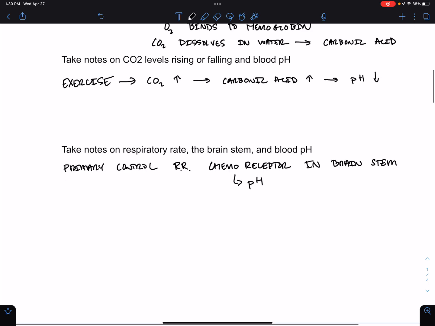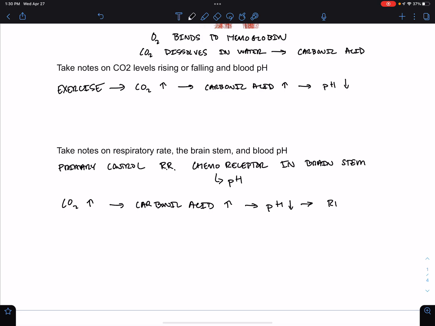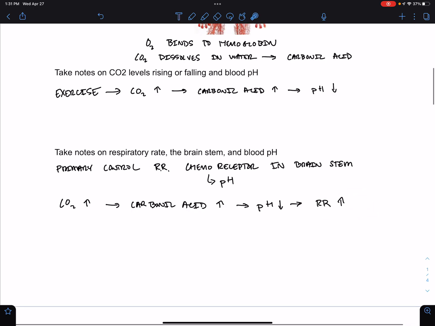So, when CO2 levels increase, carbonic acid increases in your blood, the pH of your blood decreases, and this sends a signal. This is sensed by the chemoreceptors in your brain, which causes your respiratory rate to increase. So, when you produce a bunch of CO2, your respiratory rate, or how fast you're breathing, increases. And this is the pathway by which that happens.